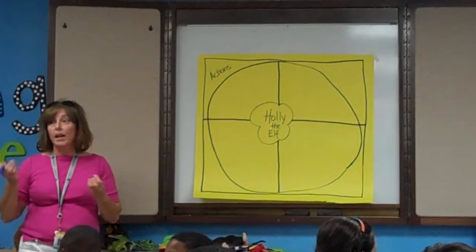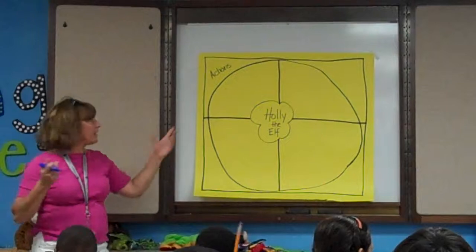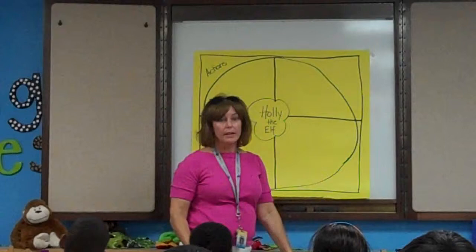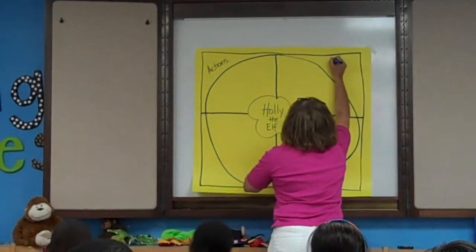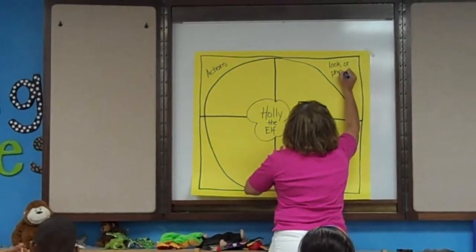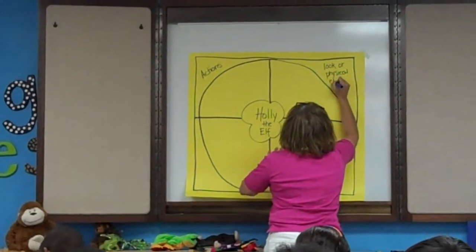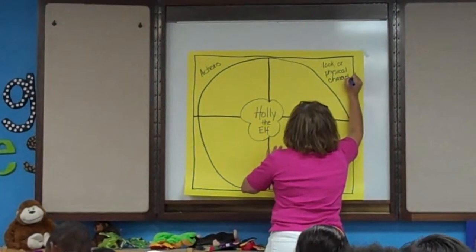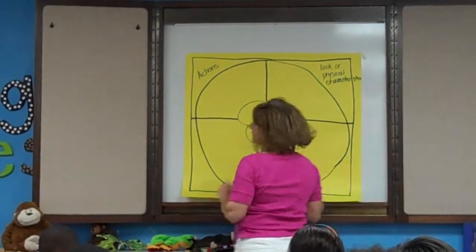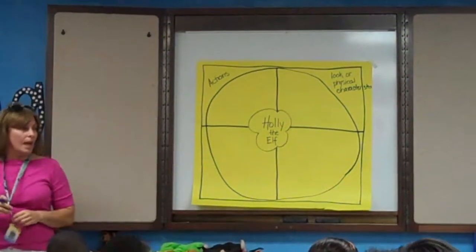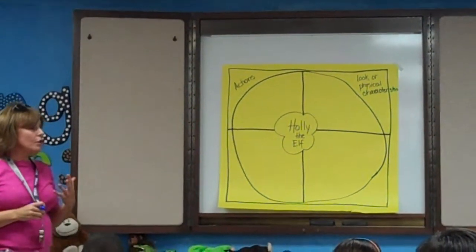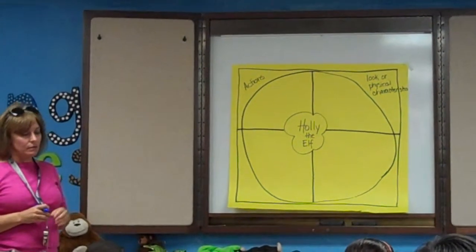And what else can we tell about what the characters are like? Caroline? How they look. Yeah, their physical characteristics. We'll say look, or physical characteristics, enough so your readers can get a picture in their head.